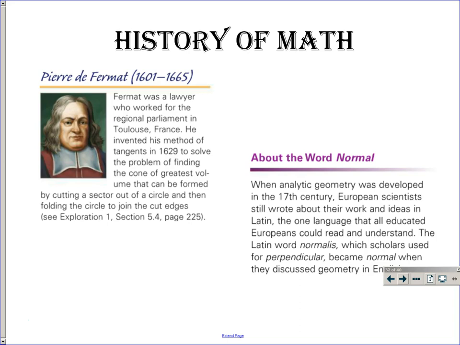But what I thought was interesting was about the word normal. So first of all, Fermat came up with the whole idea of tangents when talking about a cone of greatest volume. Who would have done that? But also, what do you guys learn about the word normal? Latin. English. I'm guessing English, but we can double check.